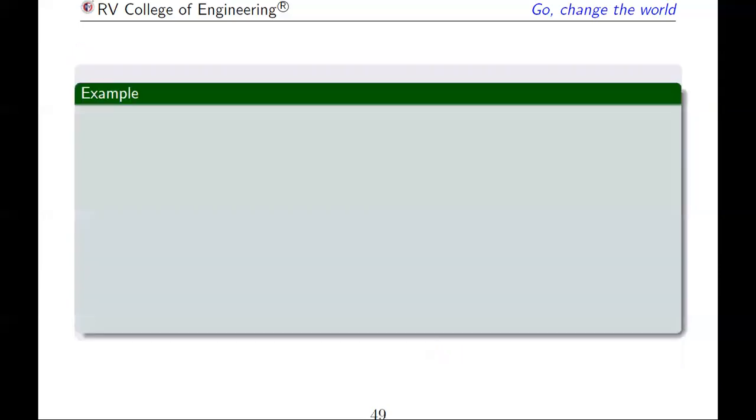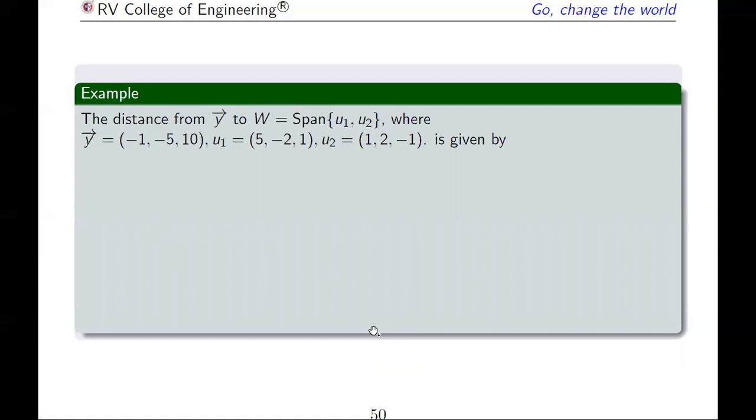So here let us consider an example. I am asked to find the distance from y to W, where y is -1, -5, 10, u1 is 5, -2, 1, and u2 is 1, 2, -1. Clearly you can see that the dot product u1 dot u2 gives us 5 - 4 - 1, which is equal to 0. So u1 and u2 are orthogonal to each other.